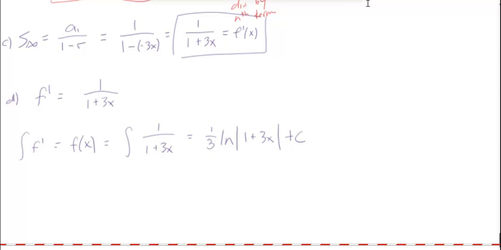Yeah, so we're done here. We found the function. We integrated this thing that we got from the geometric series formula. And we got 1/3 ln of 1 plus 3x plus c. Sometimes I'll have us solve for the plus c, but for this one, that's all you need to do.